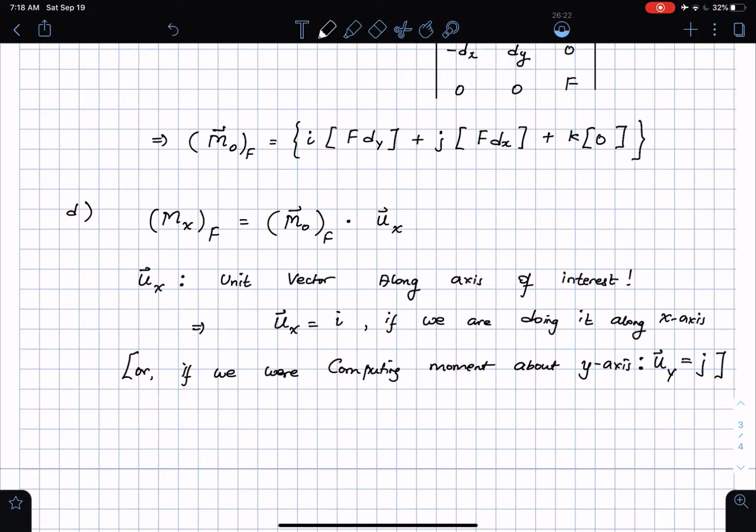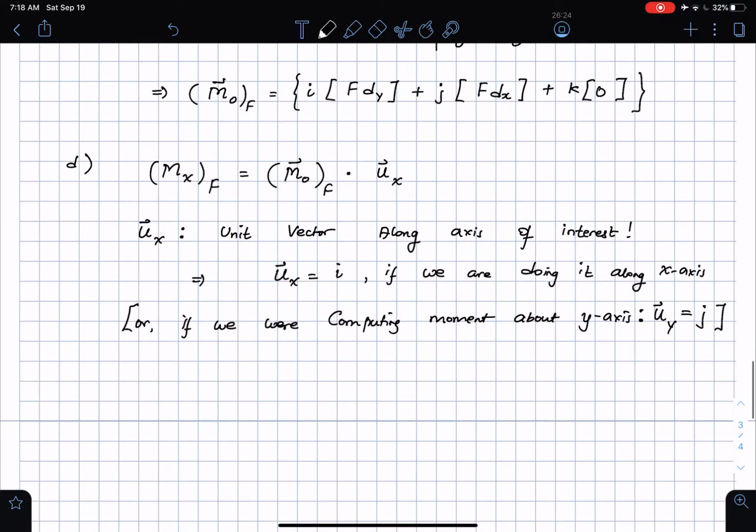Okay, so in this case, u suffix x dot product of two vectors is going to be a scalar. So notice that this is the magnitude only, the magnitude of the moment about the axis of interest. This is not the entire thing itself.